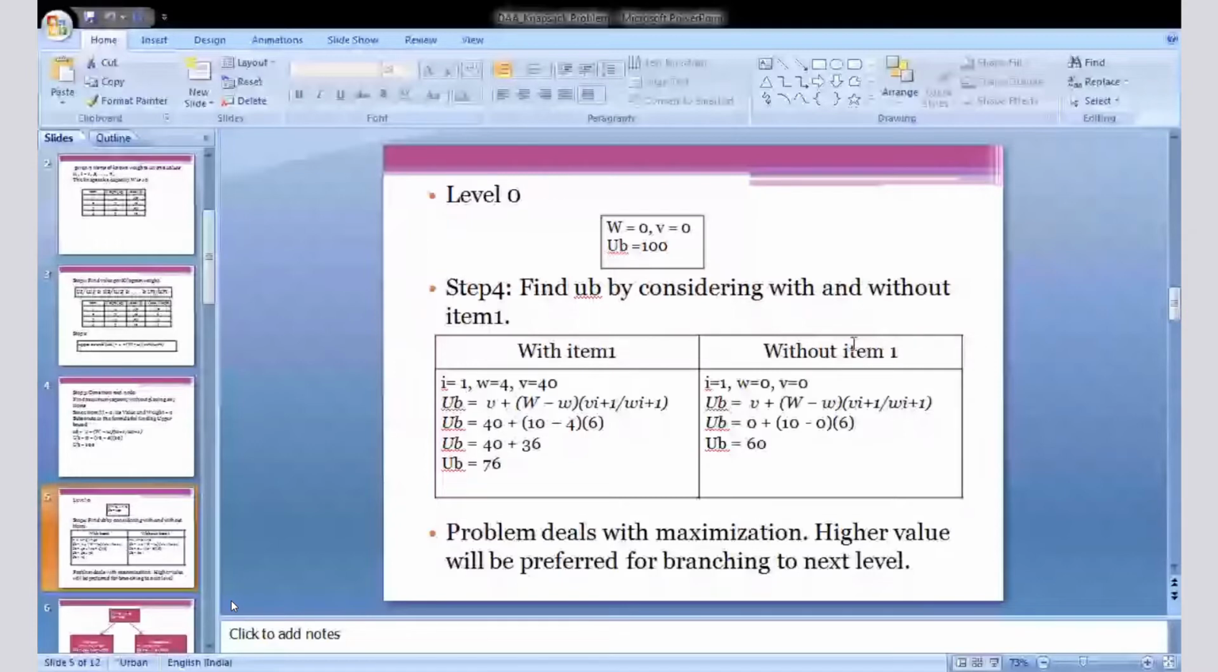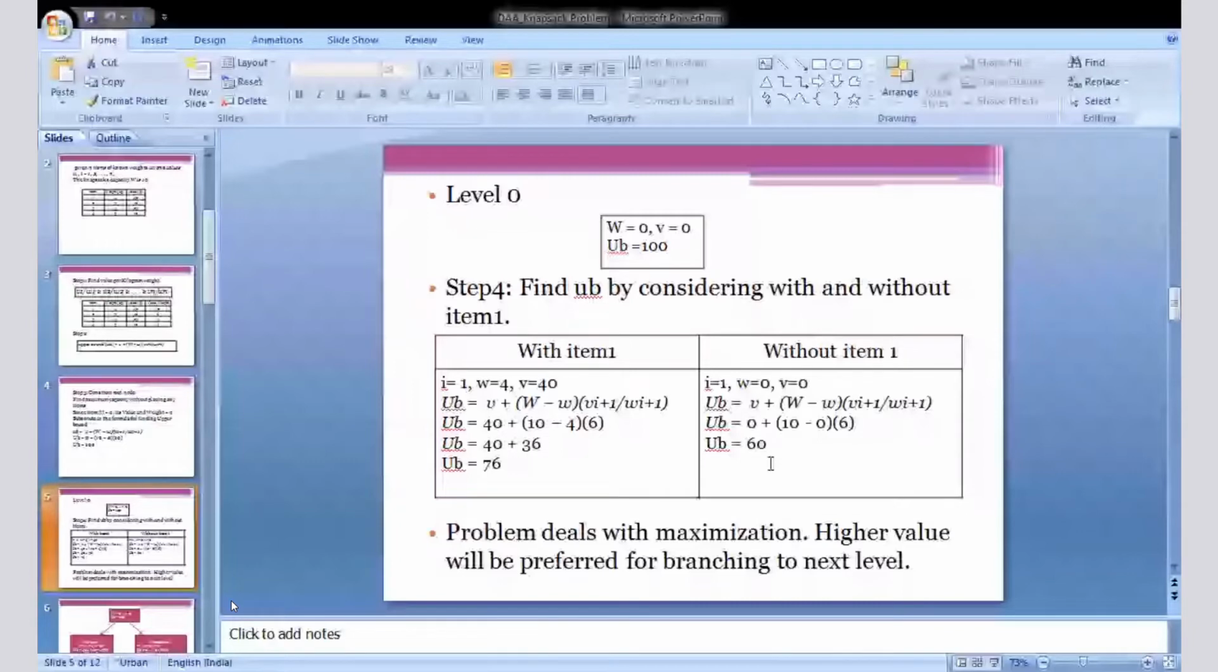And without placing item 1, I'm not going to place item 1 again. This node value is going to get repeated. That means for item 1, it is again zero. Its value is also again zero. I'm going to repeat everything where W is the capacity. That is correct. And V(i+1), W(i+1) again. So you just consider here it is 76 and here it is 6.